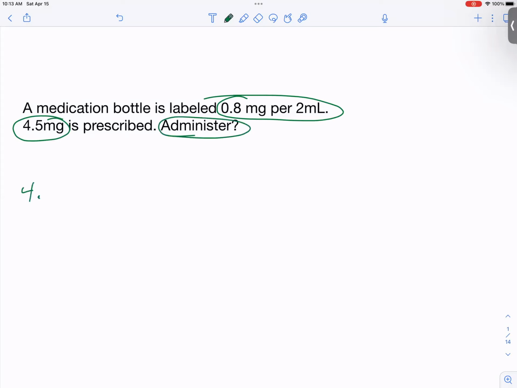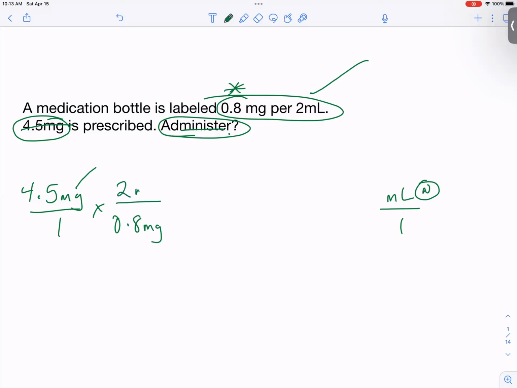So I start with my given, which is my order, 4.5 milligrams. Beautiful. And I have to administer something. Well, it only comes in a liquid, so I'm administering milliliters. So I've used this. I know what I'm going to give. And now I'm going to get rid of milligrams. I'm going to use what's in my problem, 0.8 milligrams in 2 milliliters, cross off my milligrams. And now I have exactly what I need in my numerator. Now it's just math. So 4.5 times 2 is 9, and 0.8 times 1 is 0.8.